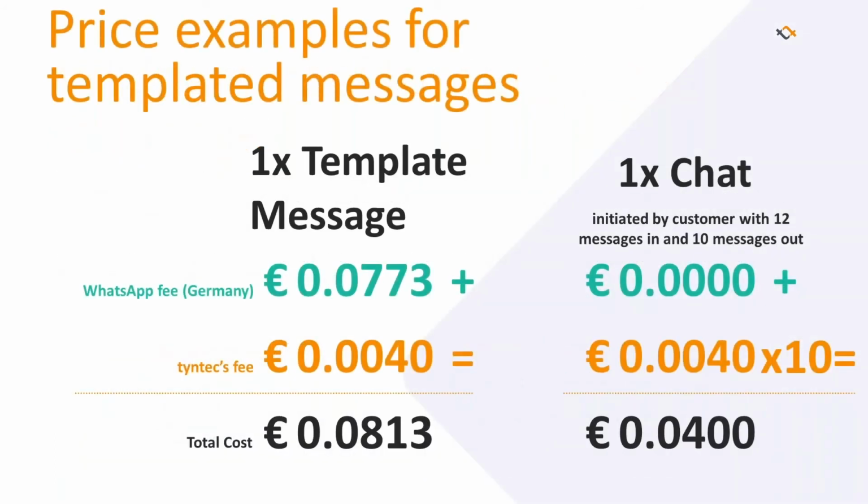Here is an example of sending a templated message to Germany. The WhatsApp fee for Germany is 0.077 cents. If you add tyntec's outgoing message fee on top of that, that brings the total cost to around 8 € per templated message. And these will be your notifications, your account updates, payment confirmations, things like this.